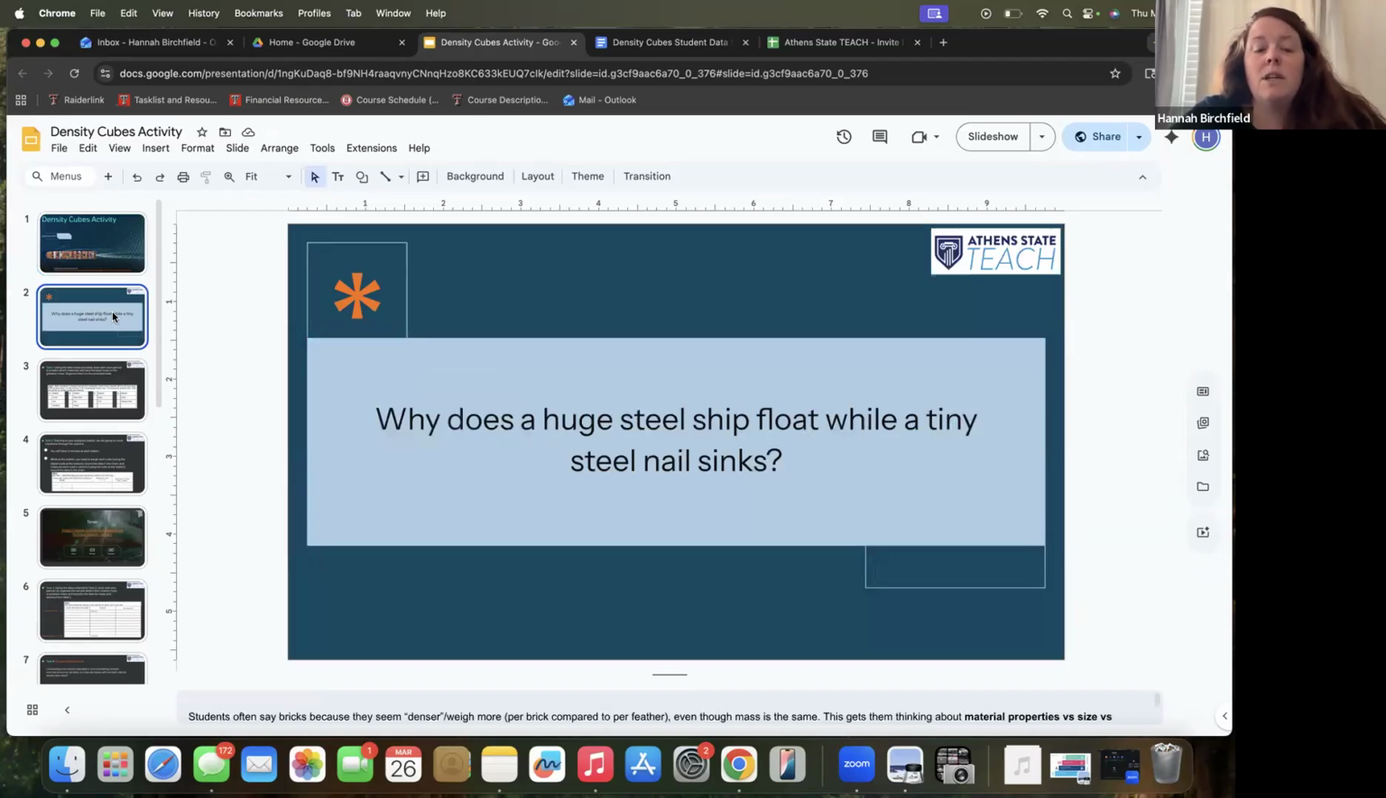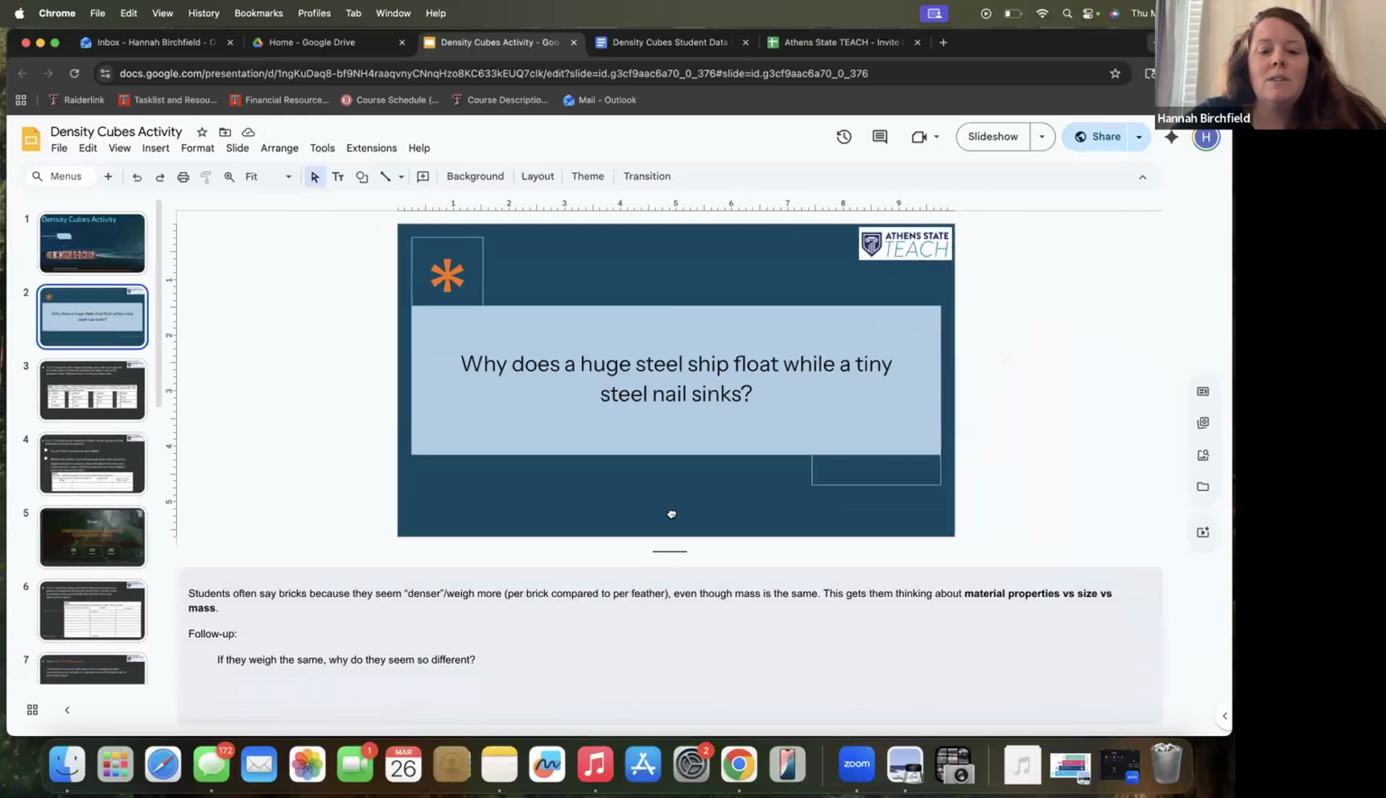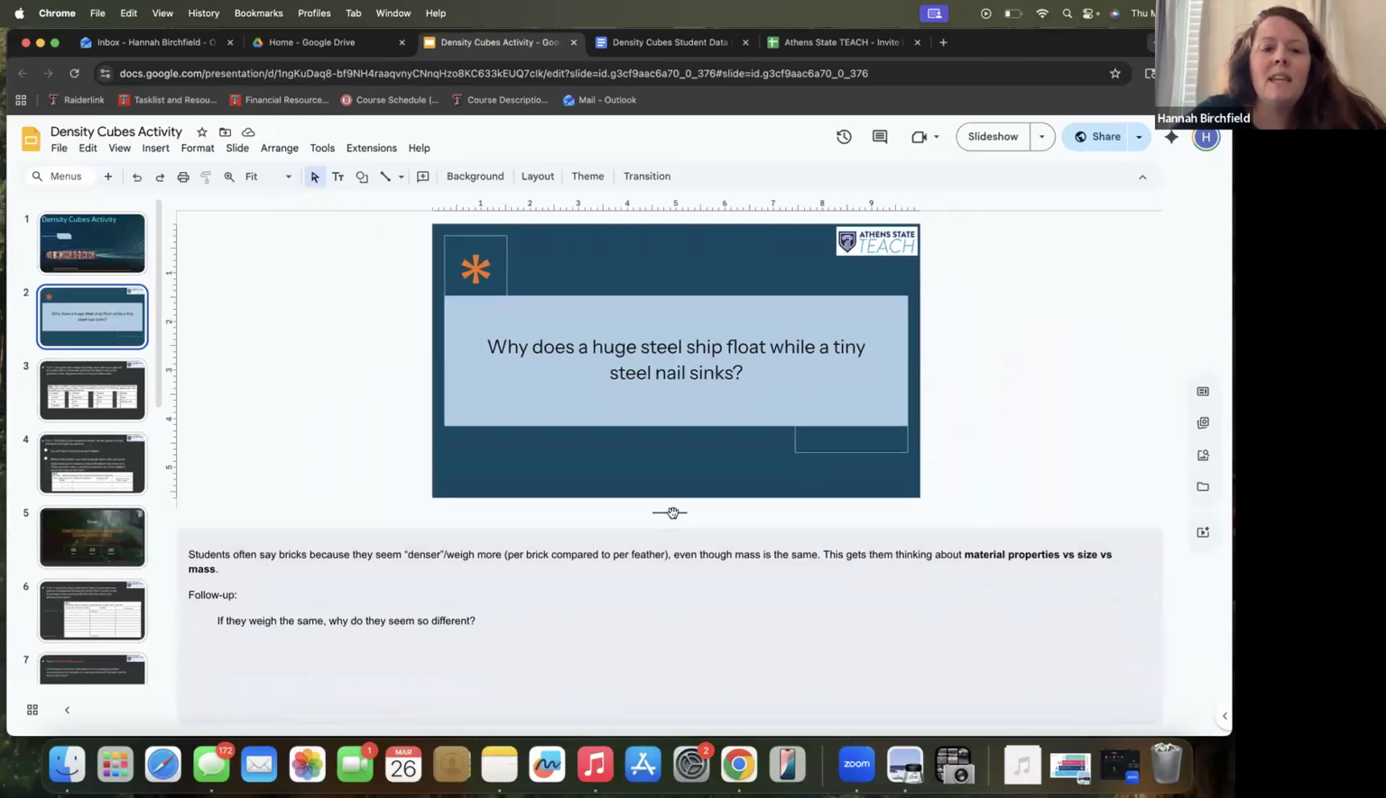You could start with this on the screen if you'd rather, because this really gets their attention. It says, why does a huge steel ship float while a tiny steel nail sinks? And I added some extra notes down here that you can reference. I wouldn't pull this up for kids, but you can reference it ahead of time when you're practicing.